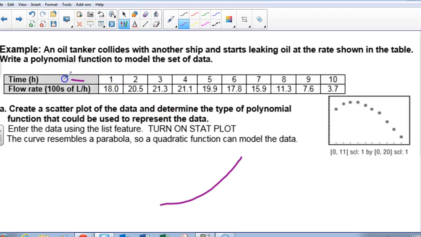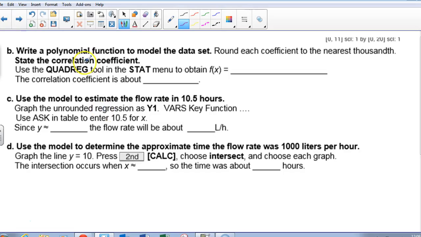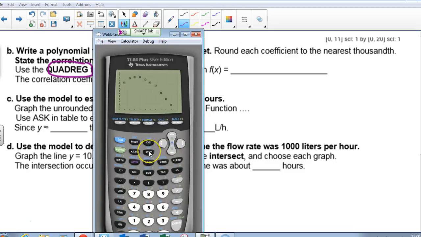Before we go to the next screen, please note right here it says that this is the leak in hundreds of liters per hour. We're going to need to know that in a minute on the next screen here. All right, it resembles a parabola, so instead of using the power regression, we're going to use the quadratic regression. So, how do we get to the regression equations choices?